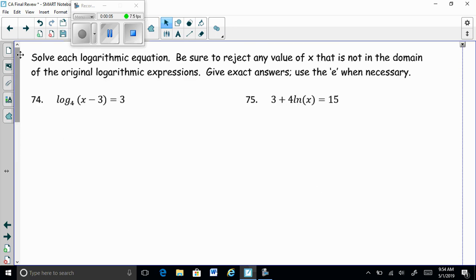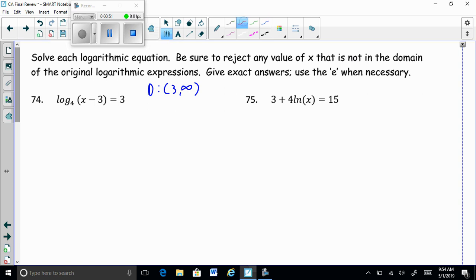All right, so now we're going to solve each logarithmic equation. We want to be sure and reject any values that are not within the domain of the original expression. So you just want to be careful. For example, I'm not requiring you to list the domain, but on problem 74, my values need to be greater than 3. If I get any answers that are less than 3, there would be a problem because you can't evaluate logs at 0 or negative numbers. So just something you'll want to double check as you get your answers.